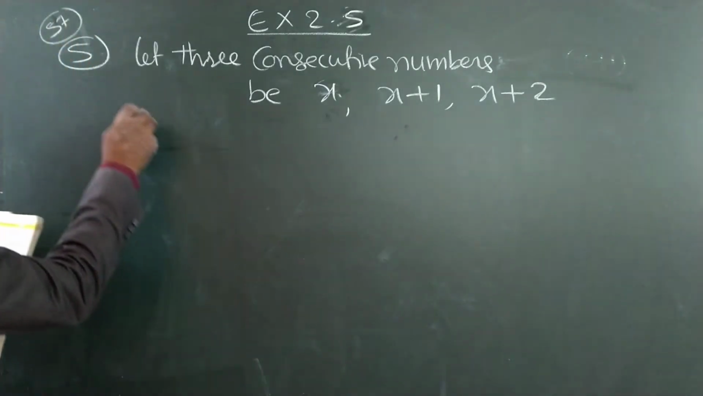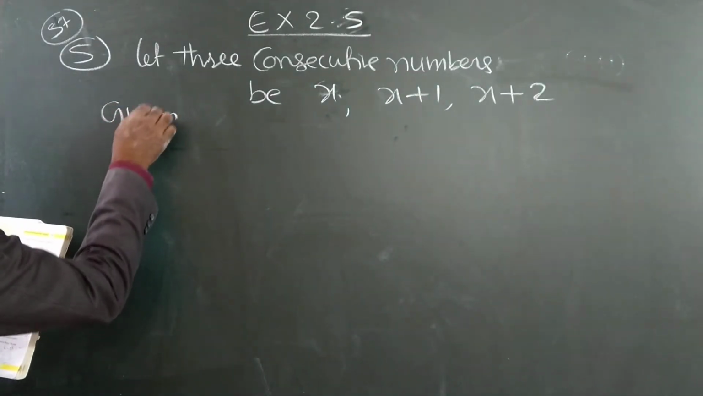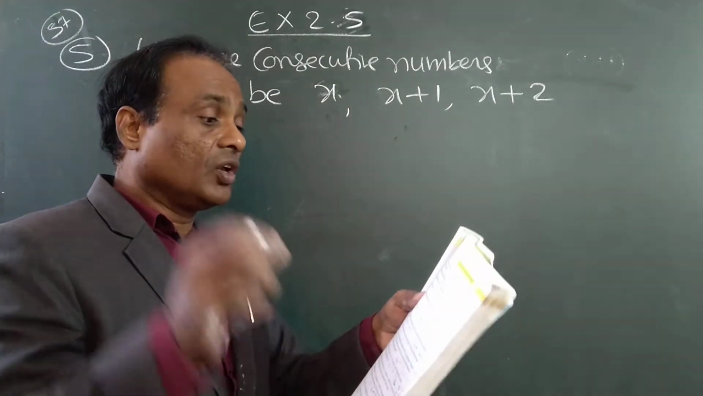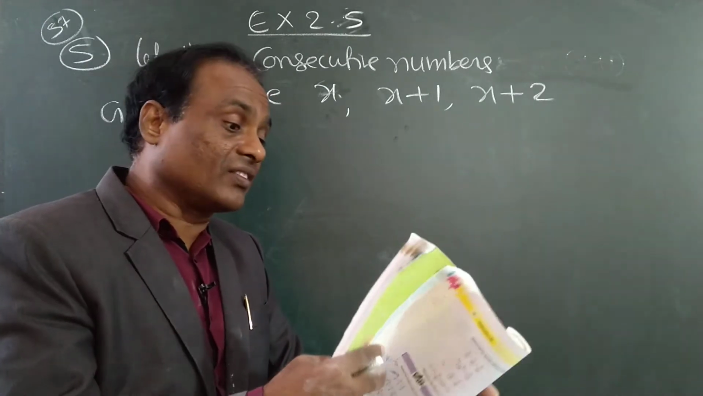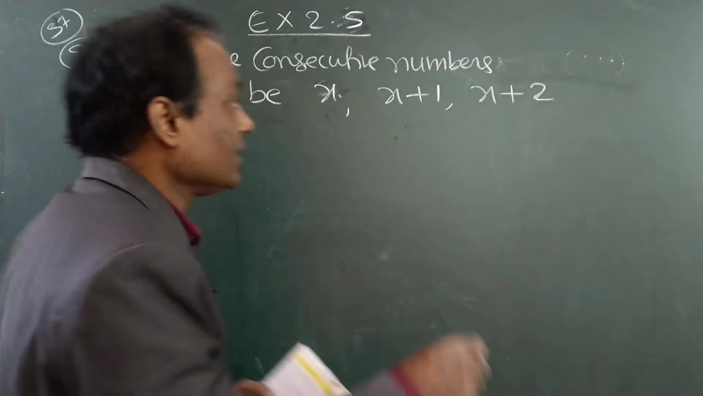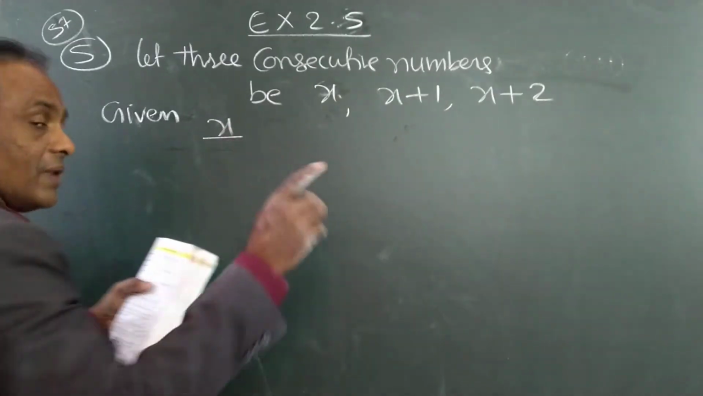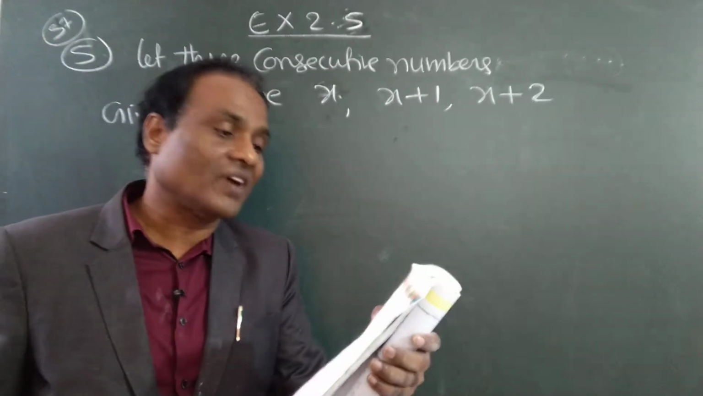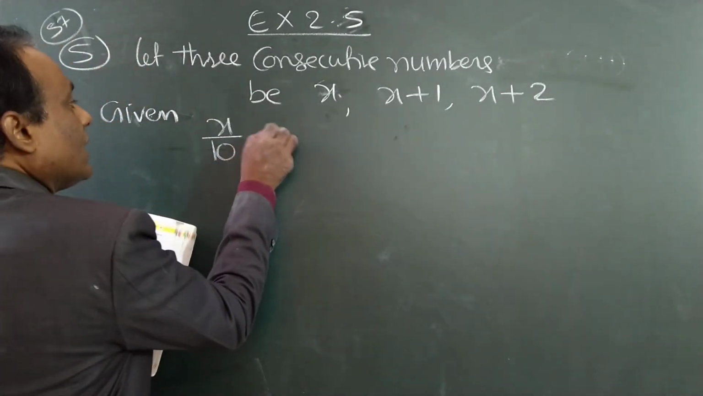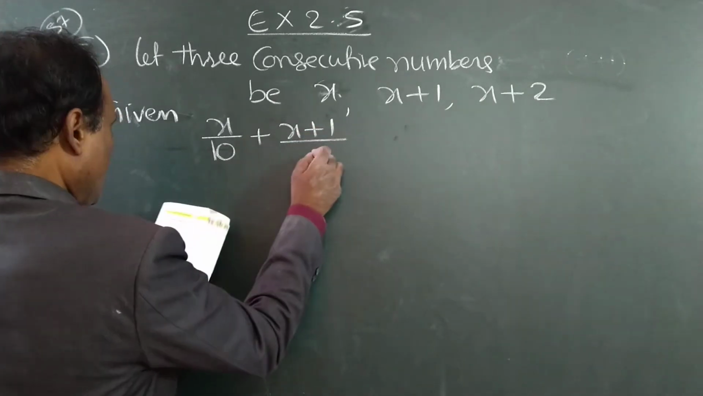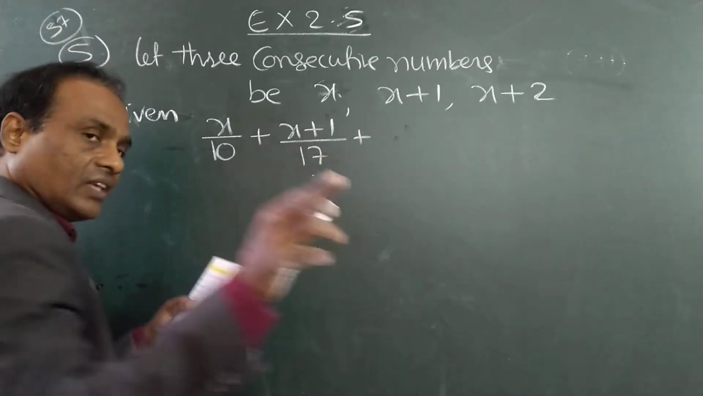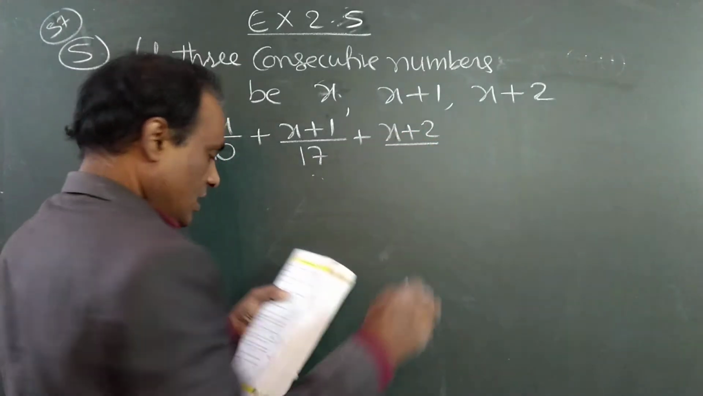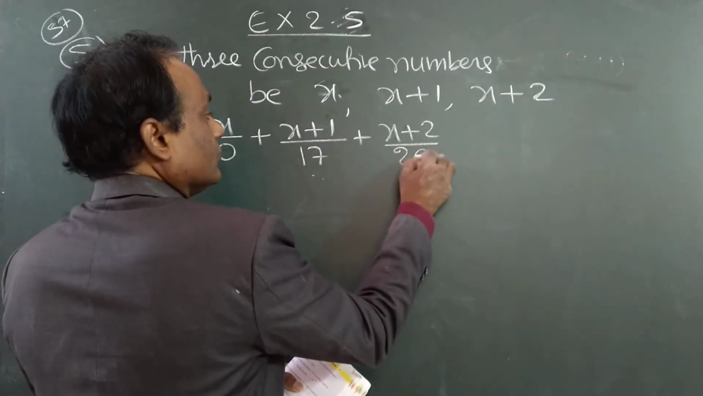Then what happens? See here, what is given? Don't write. First, you read the question. Don't write anything. Read the question. Find the three consecutive numbers such that if the first number is divided by 10, see the order, second number divided by 17, third number divided by 26.